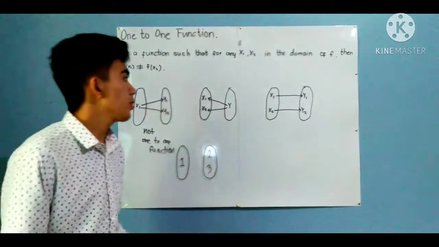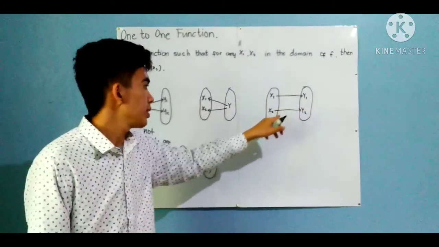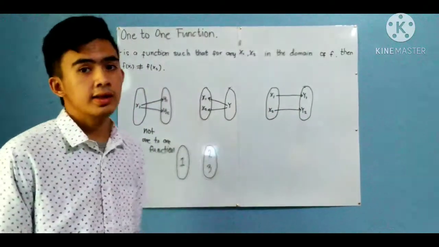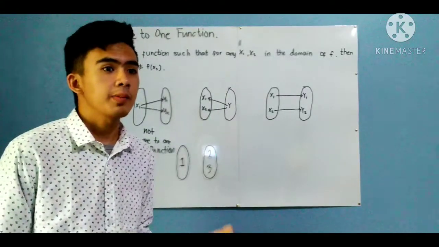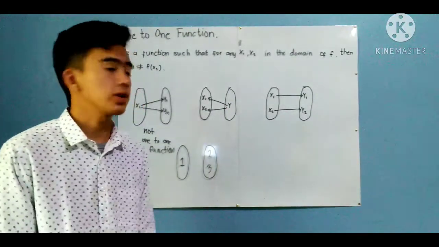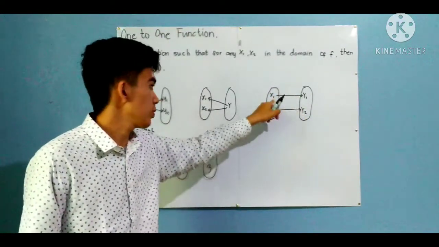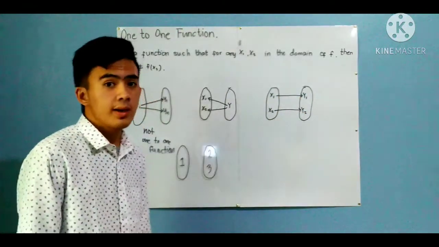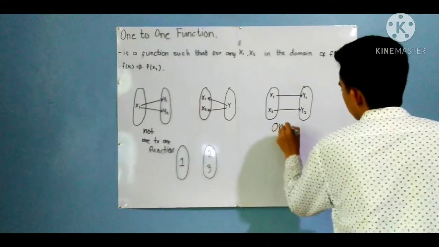In the third example, x sub 1 naka-pair siya sa y sub 1 and then x sub 2 naka-pair siya sa y sub 2. Makikita natin according to the definition na every element of x kailangan naka-pair siya sa isang element of y para matawag na one-to-one function. So it is a one-to-one function because naka-pair siya sa isang element. Yung x sub 1 naka-pair siya sa y sub 1 and then x sub 2 naka-pair siya sa y sub 2. So it is a one-to-one function.